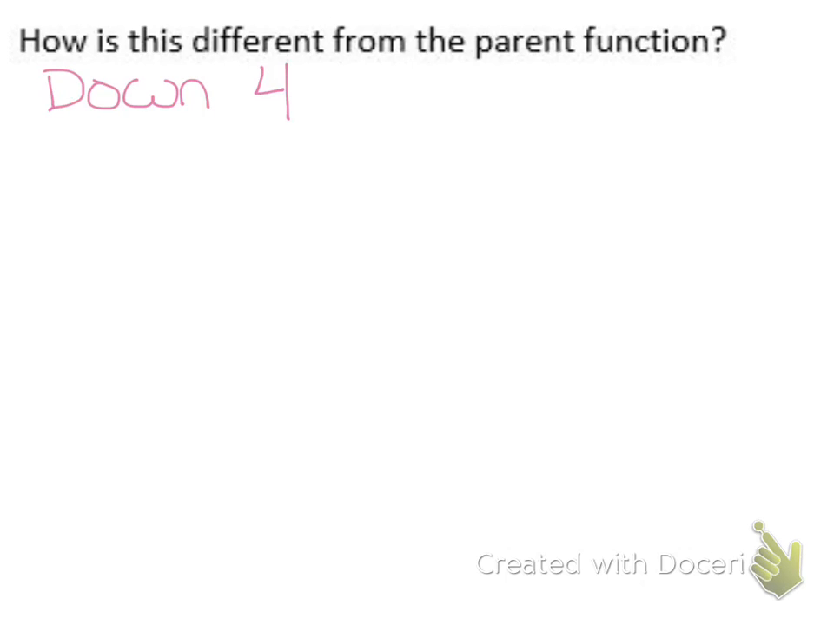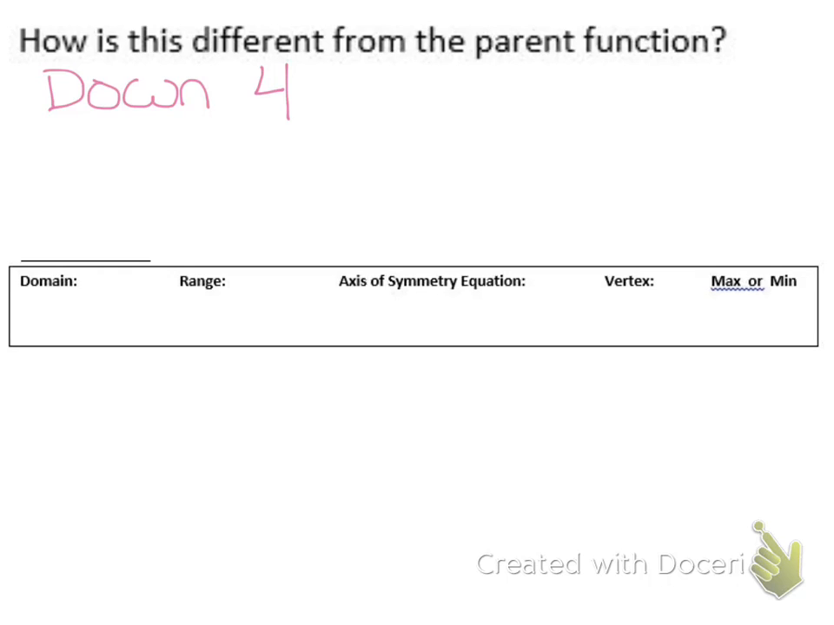Last but not least, we have to fill in our table. The first thing we naturally fill in is our vertex. We already calculated it, and it's 0, negative 4. Next, we decide if we have a maximum or a minimum. In this case, our vertex is our lowest point, or a minimum. Axis of symmetry is the natural next step. Remember, it is an equation of a vertical line. All vertical lines are x equals, and in this case, it is x equals 0.